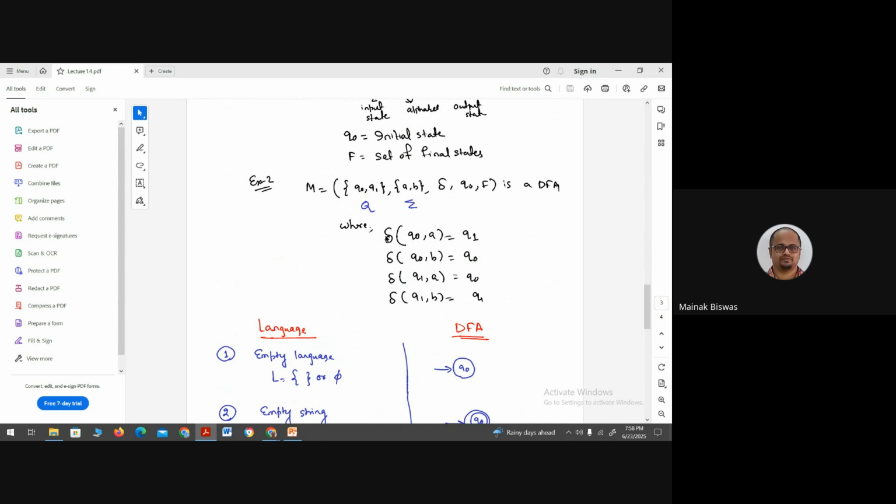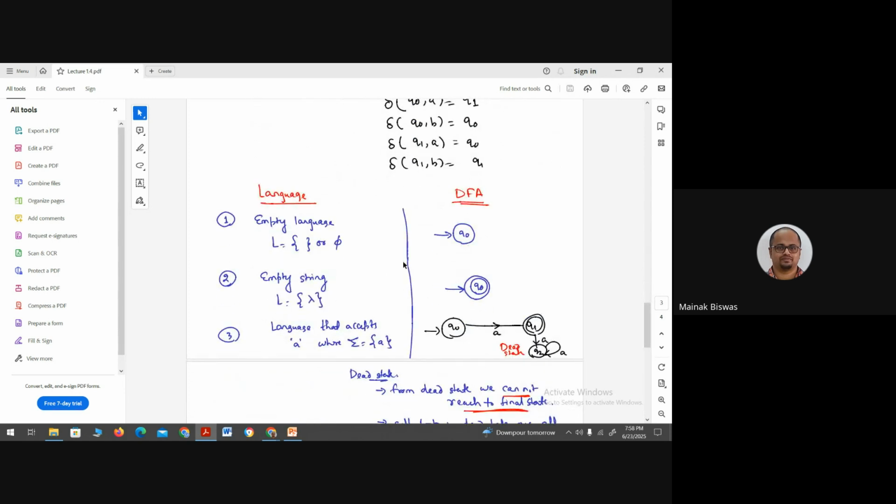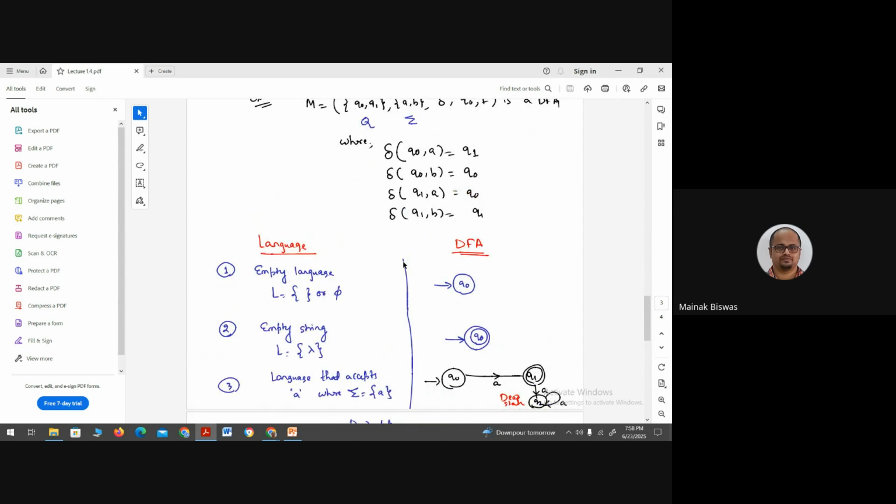So again, how will you define an automata using the transition function? This is the way. Delta of Q naught on A goes to Q1, delta of Q naught on B goes to Q naught, delta of Q1 on A goes to Q naught, delta of Q1 on B goes to Q1, right?